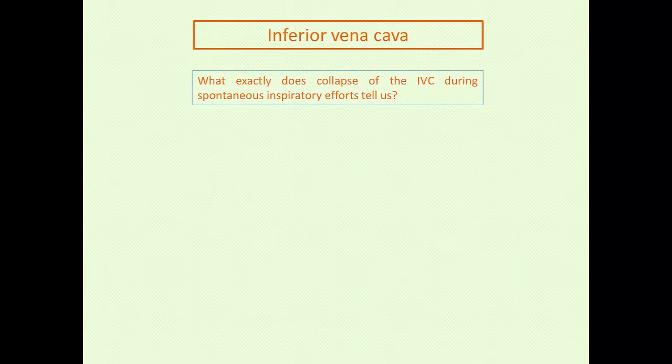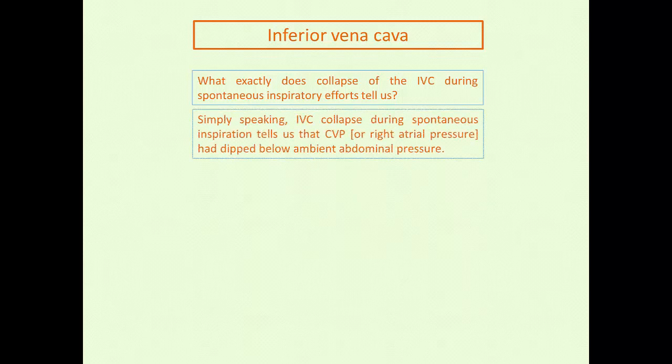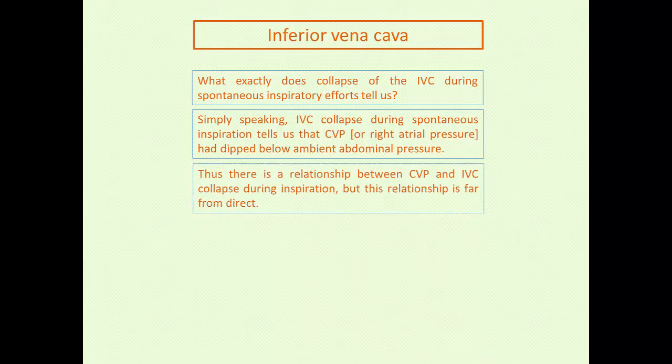So that leads us into the question of what exactly does collapse of the IVC during a spontaneous inspiratory effort tell us? Well, all it really tells you is that the CVP during inspiration, or the right atrial pressure, has dipped below the ambient abdominal pressure. And you kind of have to work backwards and figure out what that means. So there is a relationship between the central venous pressure and IVC collapse during inspiration, but this relationship is far from direct.